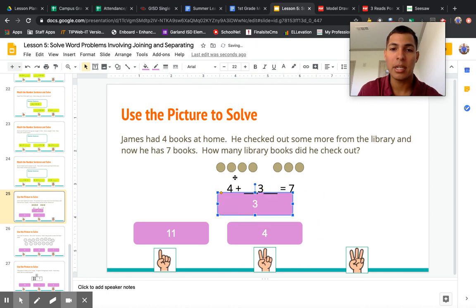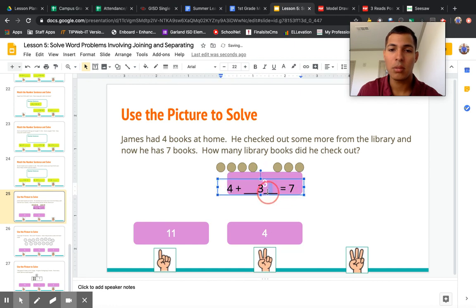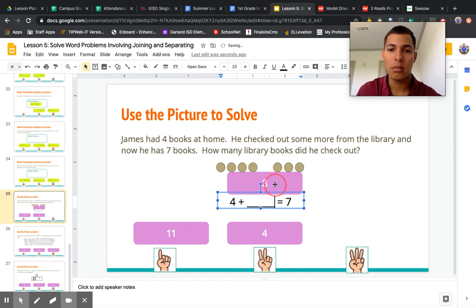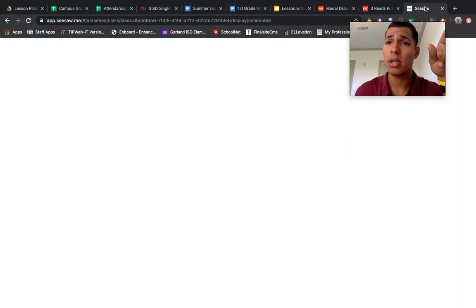You know why? Because it shows right here. So I'm just trying to make it look good, but it's okay if it doesn't. 4 books he had at home. 3 he checked out. 4 and 3 is 7. Okay, enough of this. You guys had enough. I think you guys know plenty. If not, we can always go back, rewatch. Okay, I want to show us our lesson, how it's going to look.